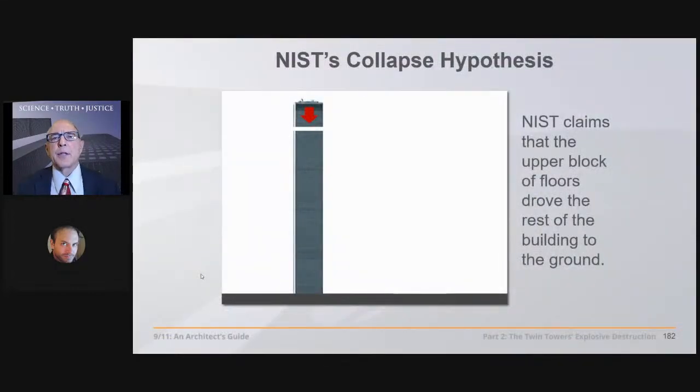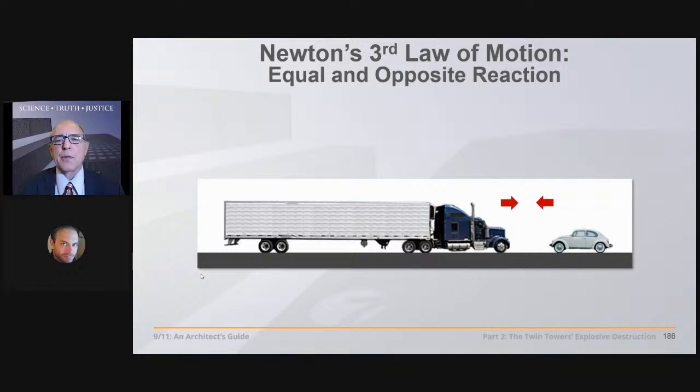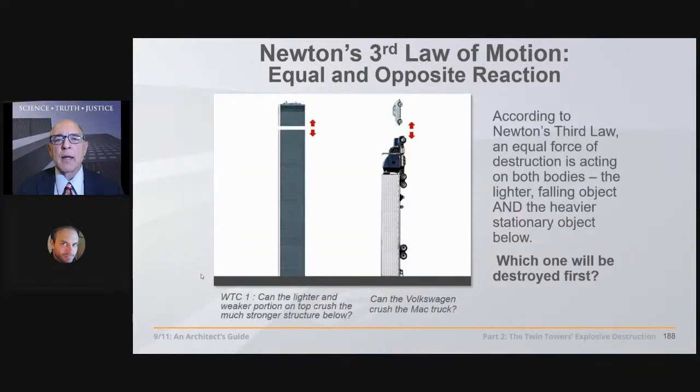NIST says, well, the top of this building above the point of jet plane impacts drove the rest of the building down to the ground and then destroyed itself. Well, wait a minute. That completely violates Newton's third law of motion. There's an equal and opposite destructive force when two bodies collide, like you see here with the Mack truck. Who's going to win? The Volkswagen? No. Does it matter if we drop the Volkswagen on top of the Mack truck? No.